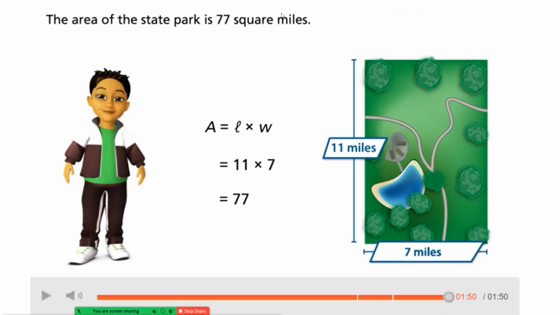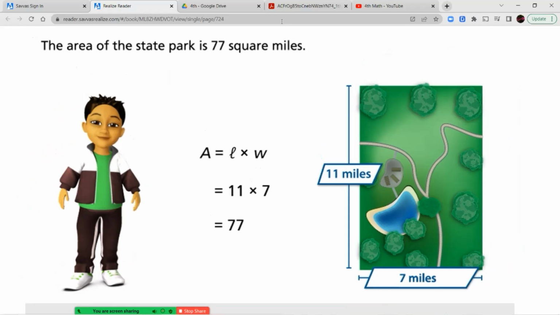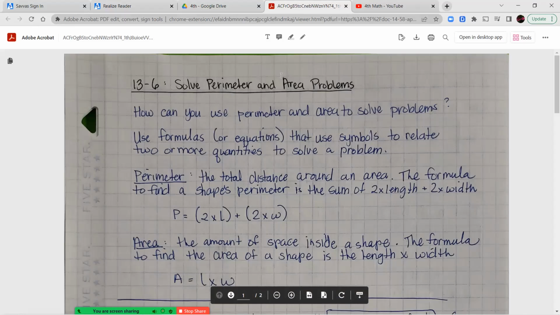All right, let's go ahead and get into our notes and our guided practice. Now our notes, again, our title is Solve Perimeter and Area Problems. How can you use perimeter and area to solve problems? So we can use formulas or equations that use symbols to relate two or more quantities to solve a problem.